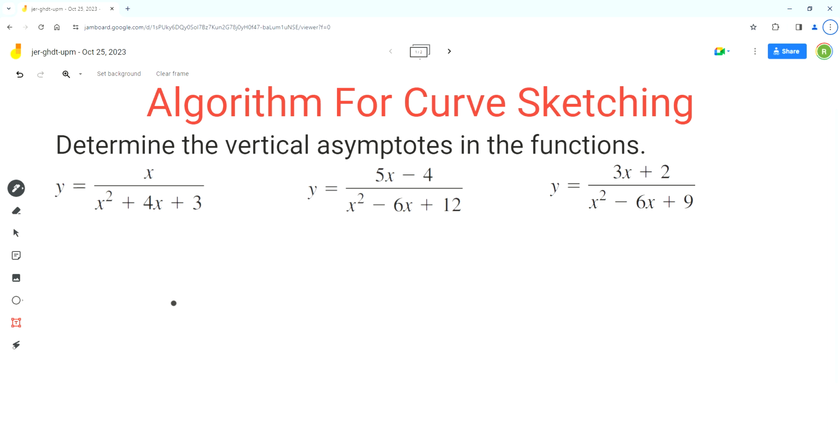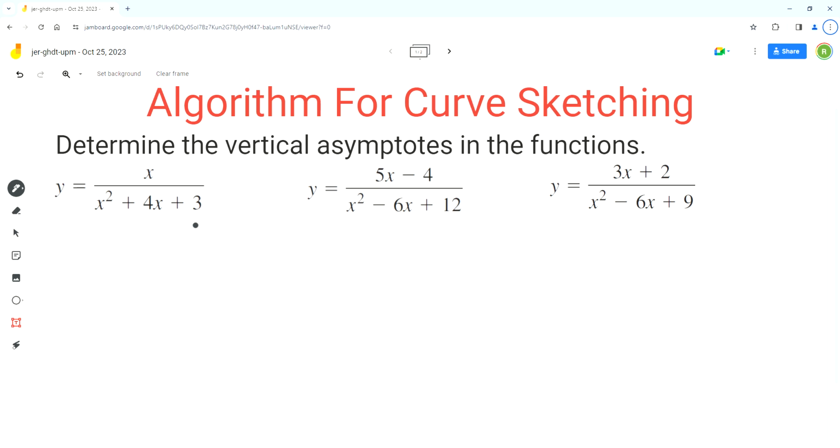So in this video, we'll solve this problem based on the concepts of vertical asymptotes. As per the problem, determine the vertical asymptotes in the functions. Now vertical asymptotes are found in rational functions. As you can see, all these three functions are rational functions. Vertical asymptotes can be found at x values that make the denominator of these rational functions equal to 0.